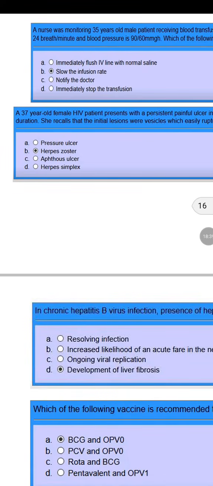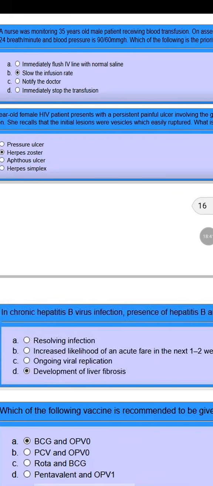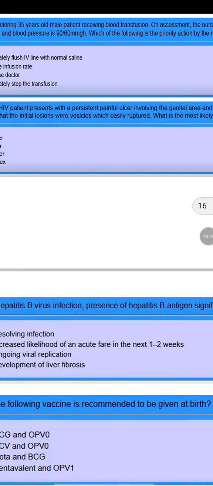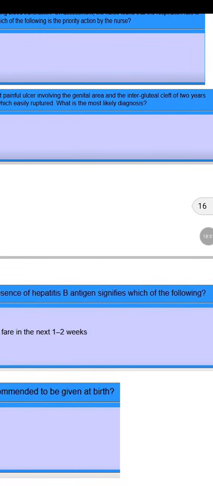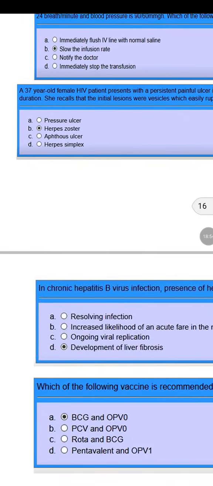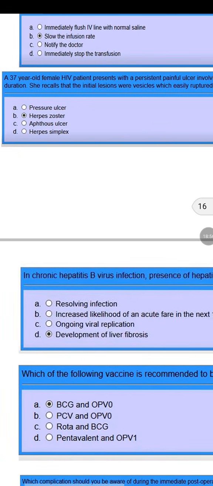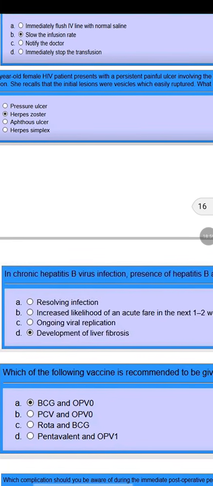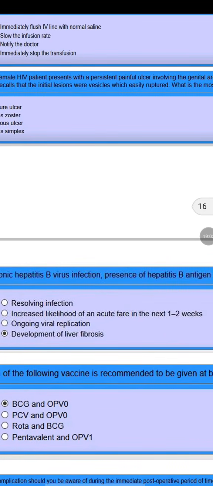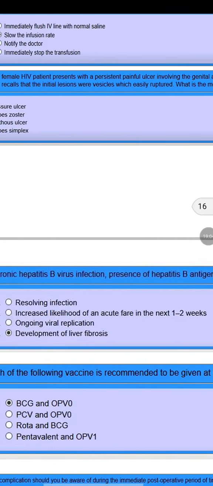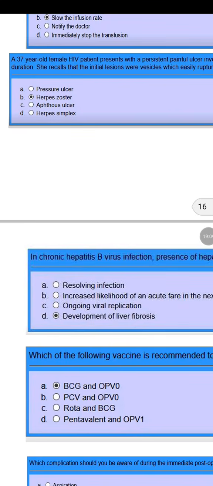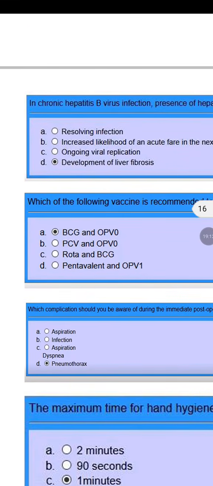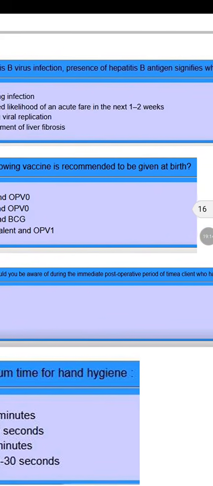A 74 years old female HIV patient presents with persistent painful ulcers involving the genital area and internal gluteal cleft, in a 2 years duration, with the initial lesion with vesicles which ruptured. What is the most likely diagnosis? Herpes simplex. Chronic hepatitis B virus infection, persistent hepatitis B agent significant.